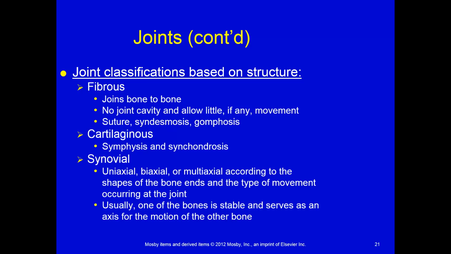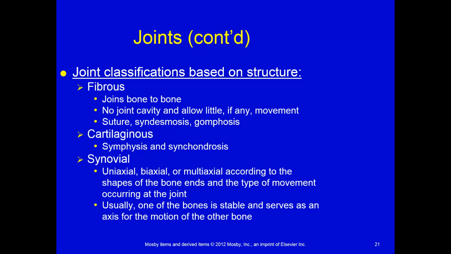And then your synovial joints are basically what you would think of in terms of your joints, right? Your joints that are uniaxial, biaxial, or multiaxial according to the shape of the bone ends and the type of movement that occurs at that joint. But usually, when you're talking about synovial joints, one of the bones is stable, acts as the axis, if you will, and allows another bone to move around it.